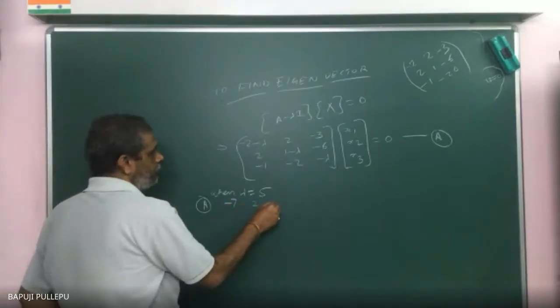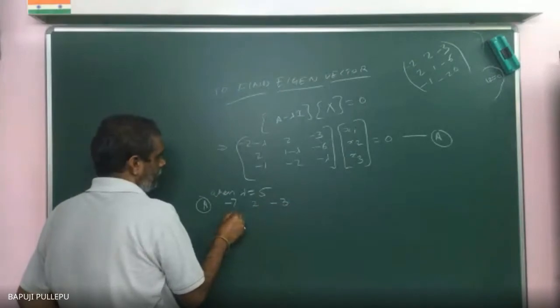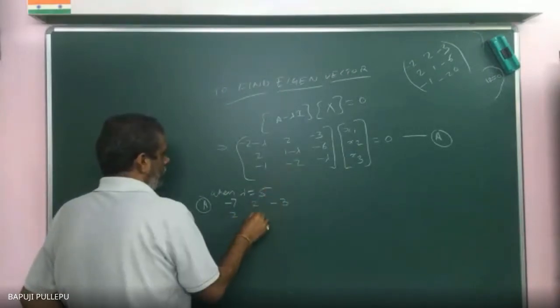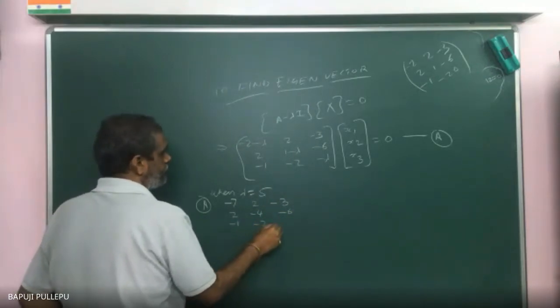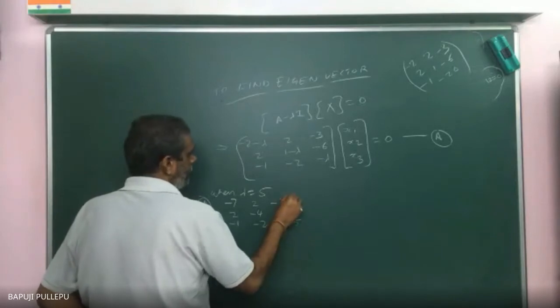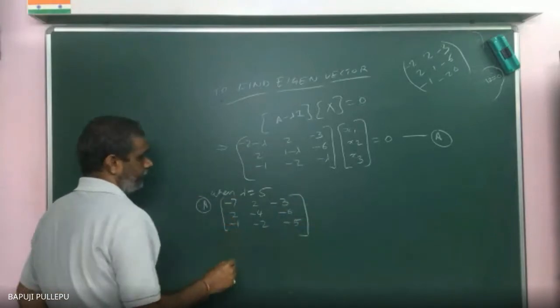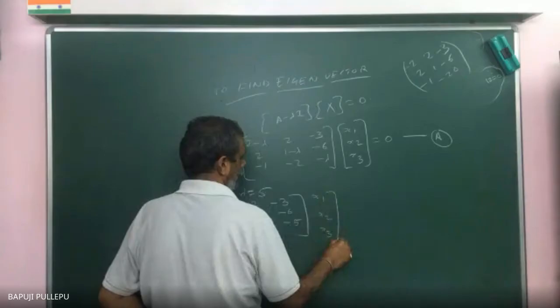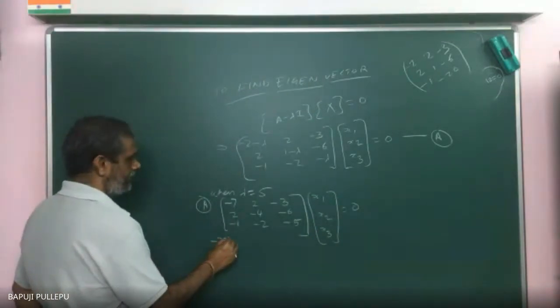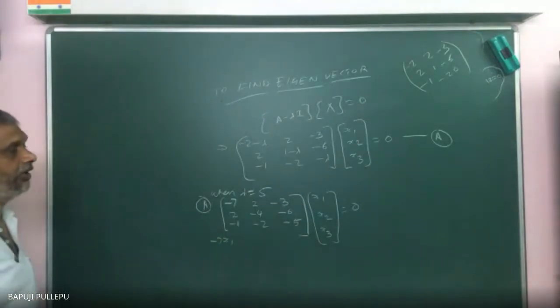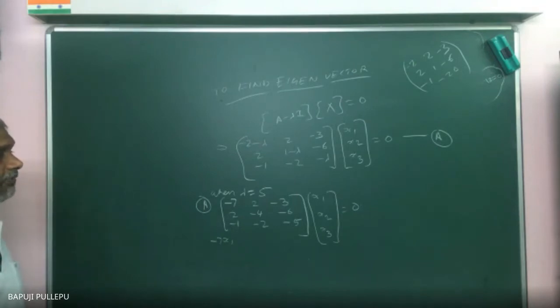Minus 7, 2, minus 3; 2, minus 4, minus 6; minus 1, minus 2, minus 5. Am I correct, sir? Check. If you write the equations, what will you get? Minus 7x... See, when finding the eigenvector, always remember that no equation should be repeated. If it is repeated, don't take those two, because here all three are different, no problem.